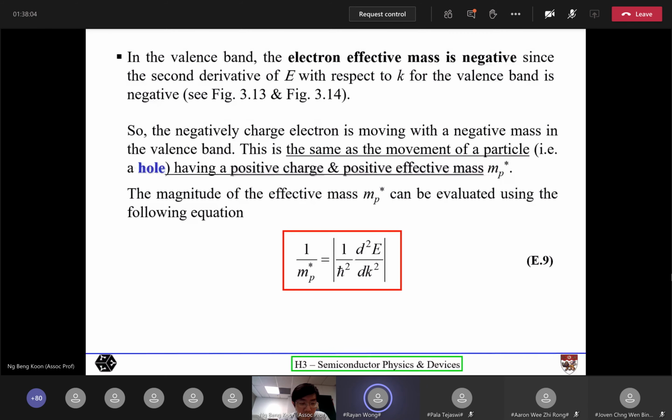Then for the conduction band, would the effective mass be the same? Will it have the same sign? Same sign as what? Like, would it still be negative for the electron and positive for the hole for the conduction band? For the mass? Yeah, the effective mass. No, the effective mass is positive.